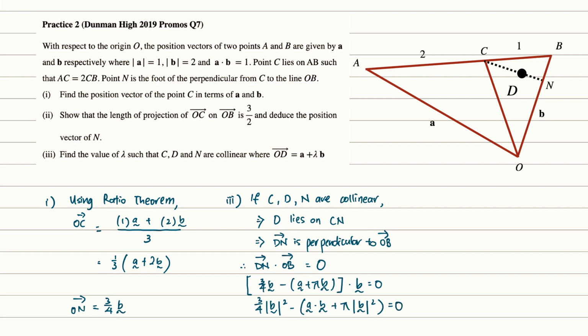By substituting the values that were given in the question, we will have 3/4 times 2 squared minus 1 plus lambda times 2 squared equals to 0. 3 minus 1 plus 4 lambda equals to 0. And by solving for lambda, the value of lambda will be equals to half.